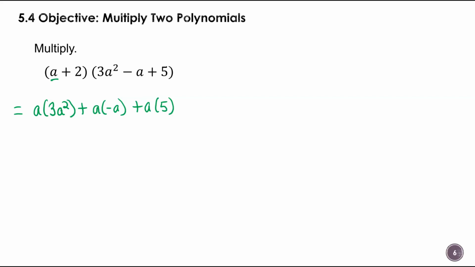I multiplied it times all three. I'll combine these in just a minute as I do the multiplication. And then I'm going to work with the positive 2. So I'm going to say plus 2 times 3a squared plus 2 times negative a plus 2 times positive 5. And this is something, if you feel like you might get lost in this, you can go ahead and write it out this way. And then I'm going to simplify these.